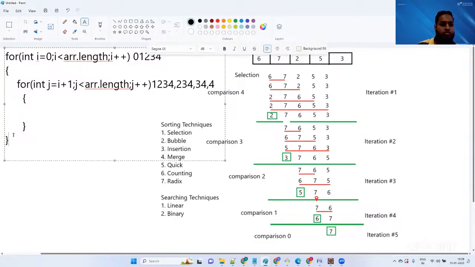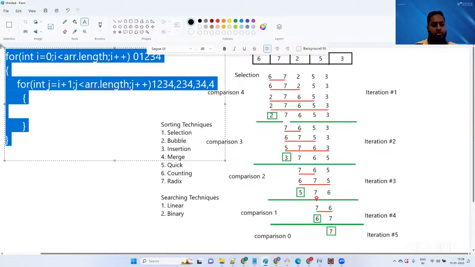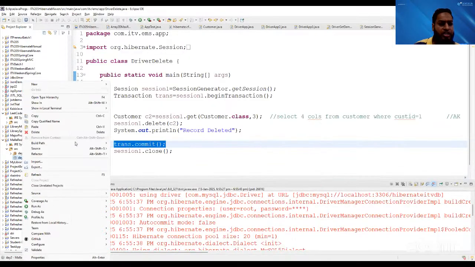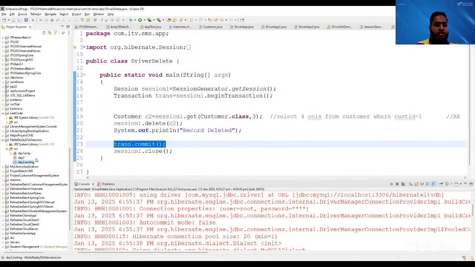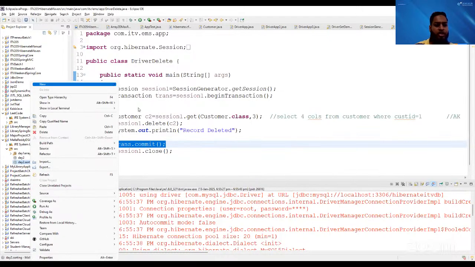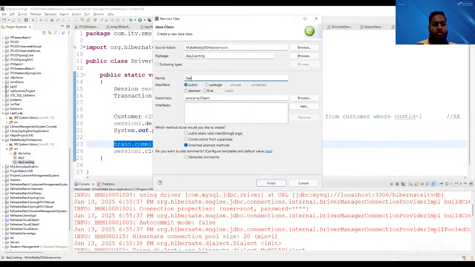So this would be my logic for your selection sort. Let me come here. I've made a package called day 2. I'll refactor it and give it a proper name, rename it to day 2 sorting. And here in the sorting package, we'll make a new class and name it SelectionSort.